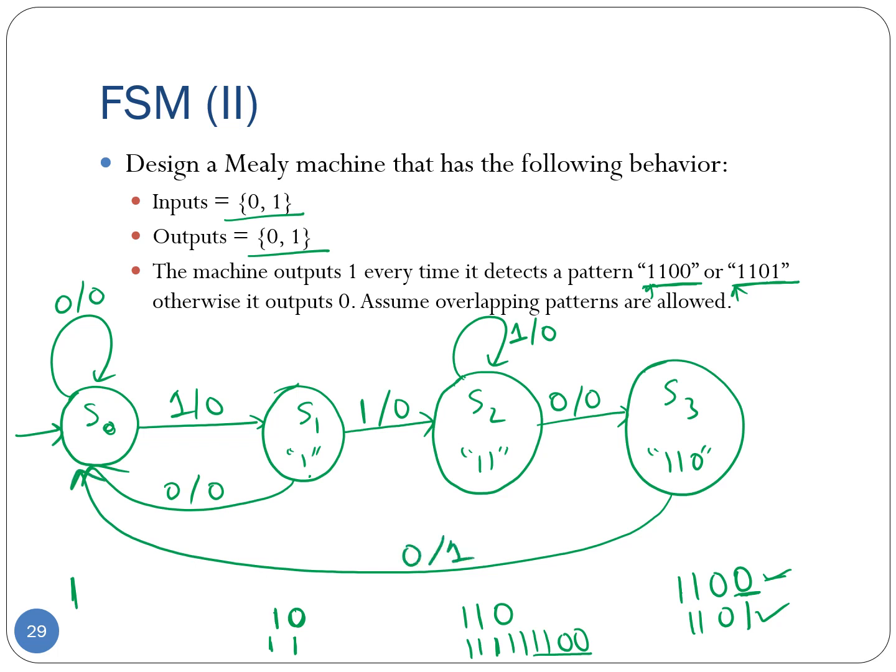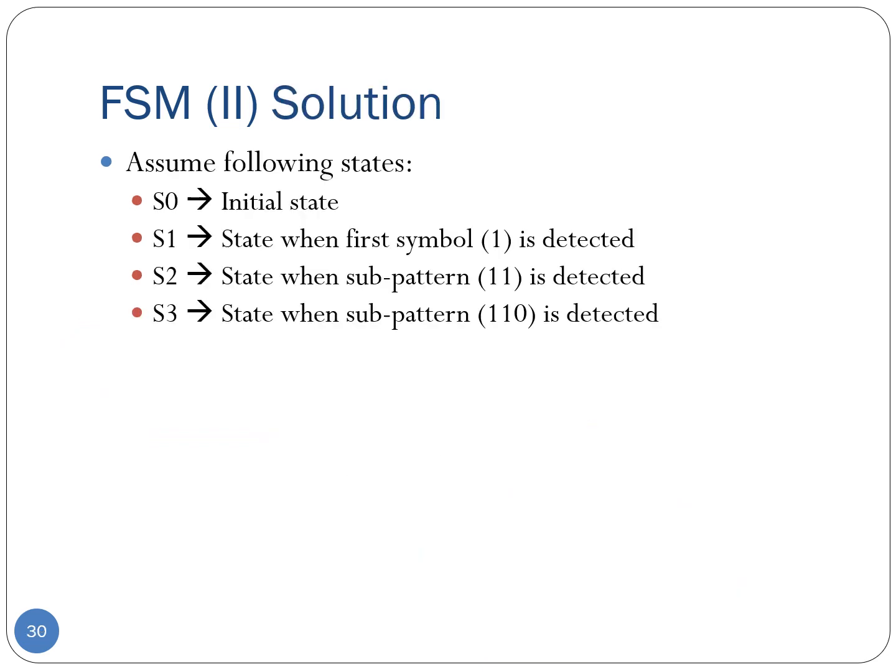As opposed to this, if you get a 1, this 1 could be the beginning of the next pattern of interest. So at S3, if you get a 1, you go back to S1 and you output a 1. Okay, so this is our Mealy machine of interest here. The same machine is also shown here in this picture.